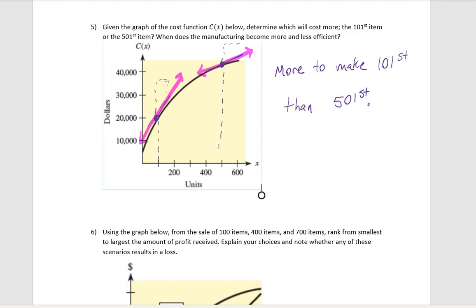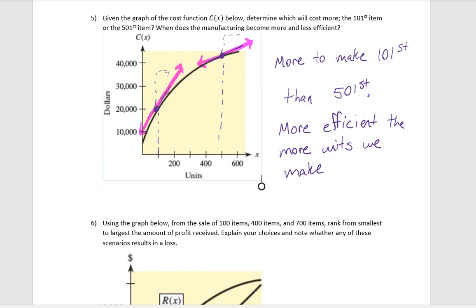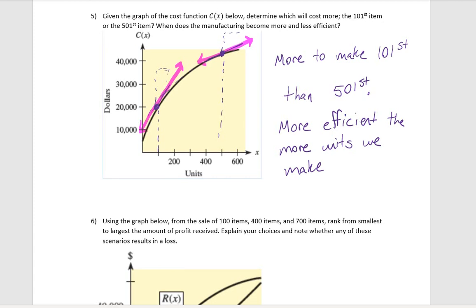So when does manufacturing become more and less efficient? What happens is that our cost of manufacturing is going to be more efficient the more units we make. Because as we go along, our tangent line is getting more and more horizontal, which means it's costing us less and less to make items. What we don't want to happen is a negative slope, because that means it's actually costing us money to make more items.